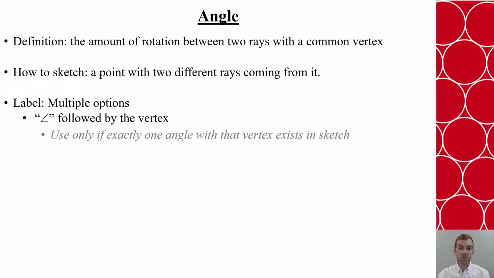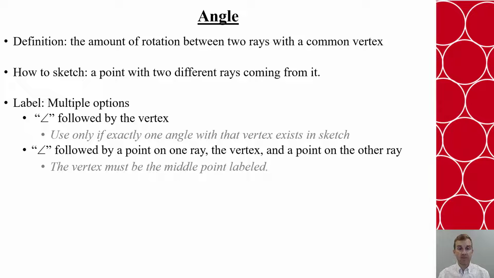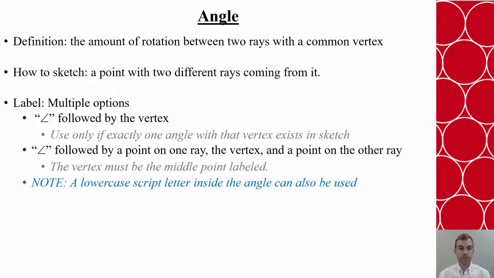We can label it by either using the angle symbol and just the vertex if we only have a single angle. If not, we want to go from a point on one ray, the vertex, and a point on another ray, and that order matters. The vertex always has to be the middle point labeled for the angle. We can also at times see a lowercase script letter used inside an angle, especially when we're dealing with multiple images and multiple angles within that image.